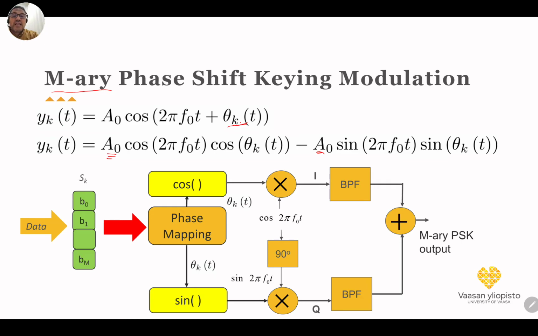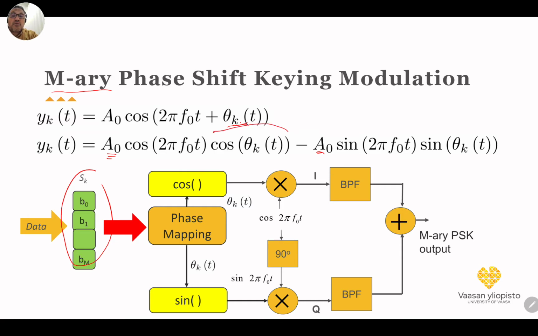And this is how to modulate, or how to implement, M-ary phase shift keying. We have the bits here, we make the phase mapping as we saw in the previous slide, so that when we have this table, we know that every 3 bits, for example, will be implemented at a certain phase. Then we use cosine of this phase and sine of this phase, as shown here.